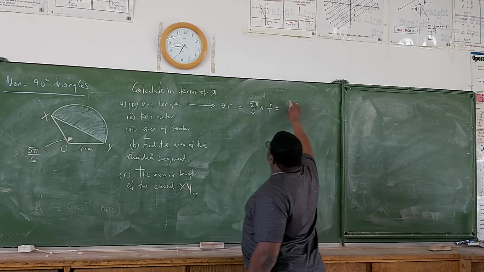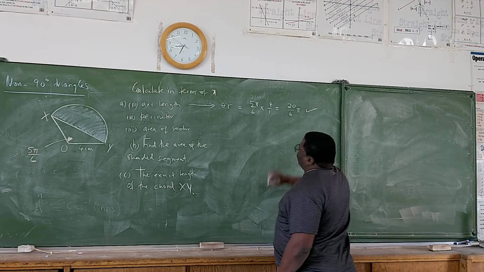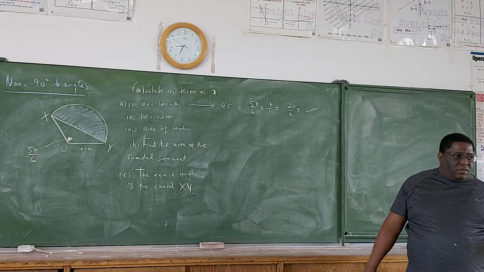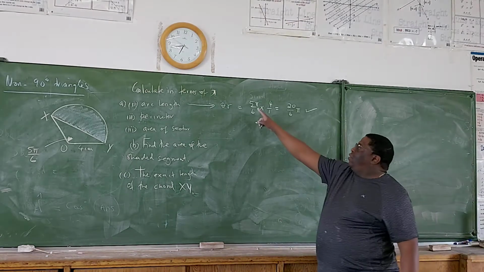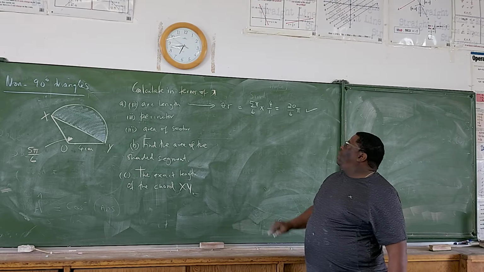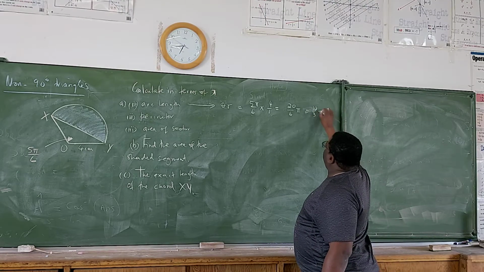So this is simple. It's 20 over 6 pi. The job is done. Do not give the final answer as a decimal; one is in terms of pi. So numerator times numerator, and 6 times that. Or you can simplify it as 10 upon 3 pi.